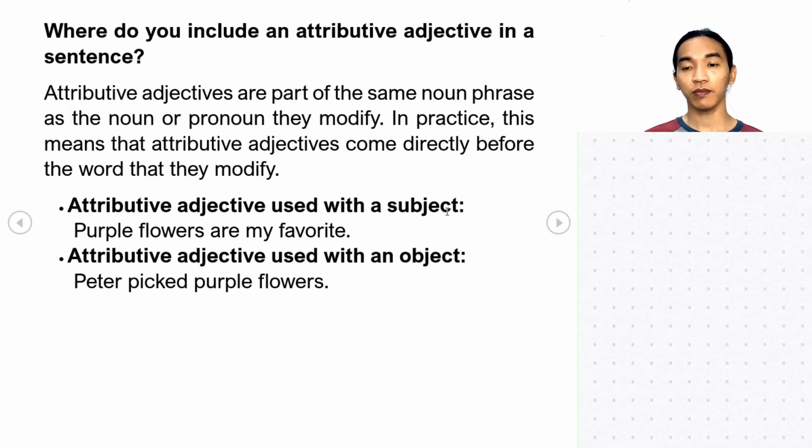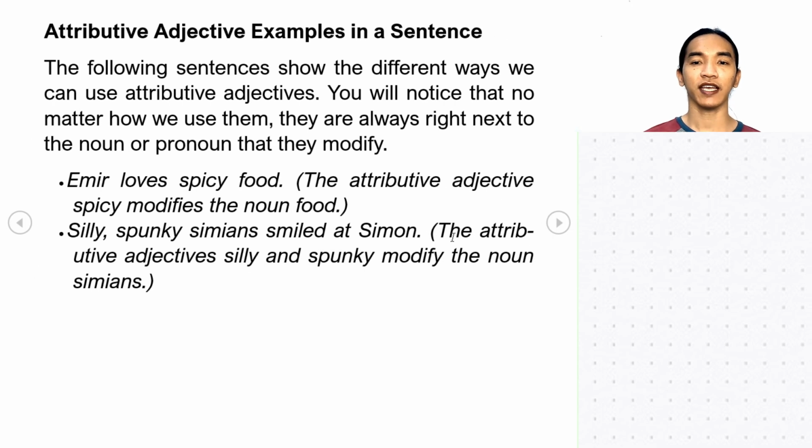So remember, an attributive adjective used with a subject can also be part of the subject, just like what we say, it is the noun phrase, purple flowers. So what is the adjective here? Purple, attributive one, okay? Purple flowers are my favorite. Okay, next one. Attributive adjective used with an object or predicate, part of an object. So, Peter picked what? Purple flowers, okay? So, as you can see here, purple is an attributive adjective because it comes directly before the noun it modifies.